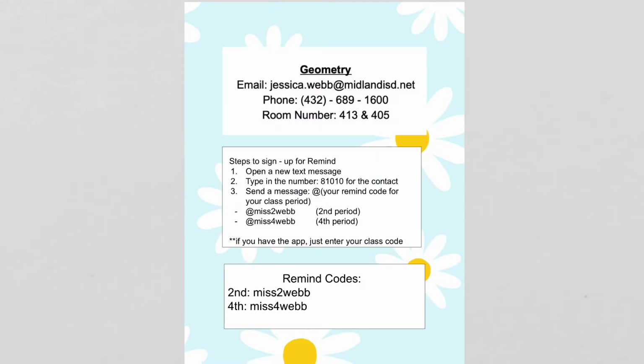So first thing, of course, this is geometry. My email is jessica.webb@midlandisd.net. That phone number is just for the school. And my room number is 413 and 405 because I float. I don't have a specific classroom.